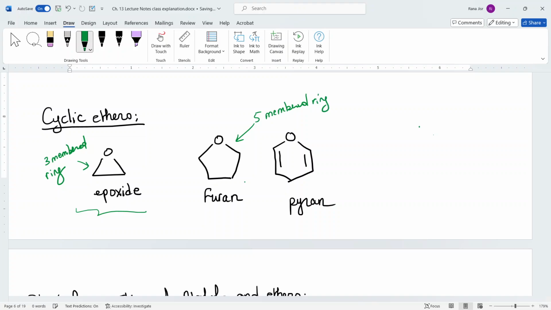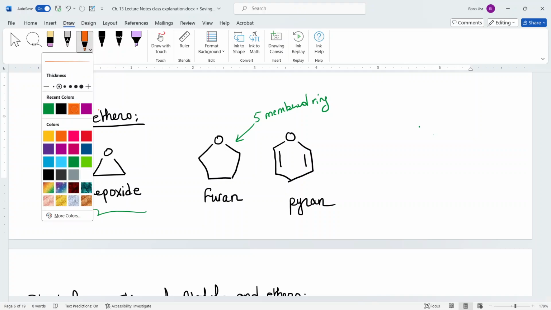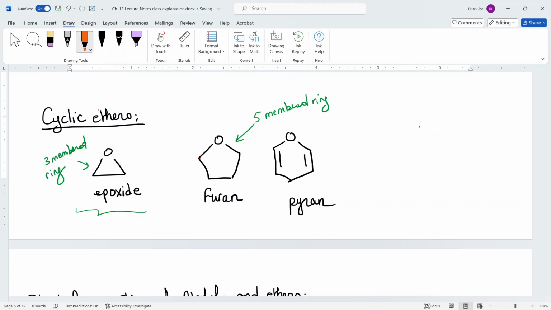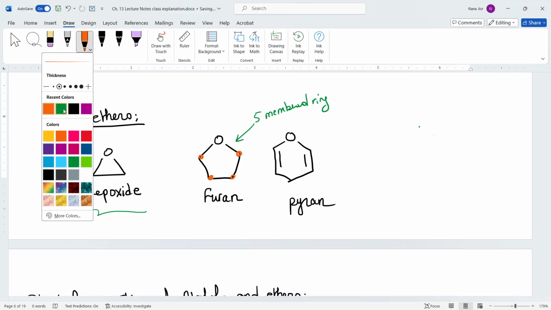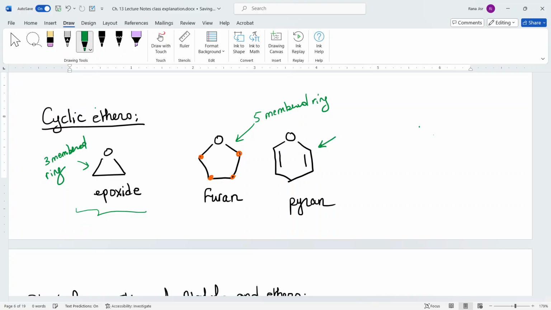And when I say membered ring, I mean the number of atoms that are included in the cycle. So here what I have is the oxygen. This is 1 atom, and then a carbon, and then a carbon, and then a carbon, and a carbon. So 4 carbons and an oxygen makes a 5-membered ring. Same thing here, an oxygen and 5 carbons, they make a 6-membered ring. So this structure there, this is a cyclic ether, which is made up of a 6-membered ring.